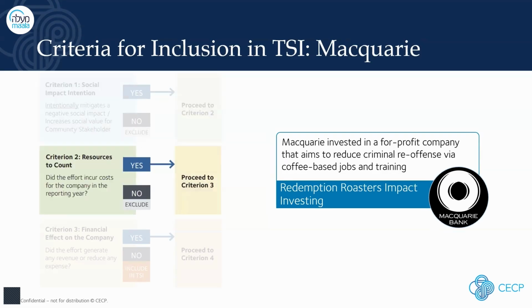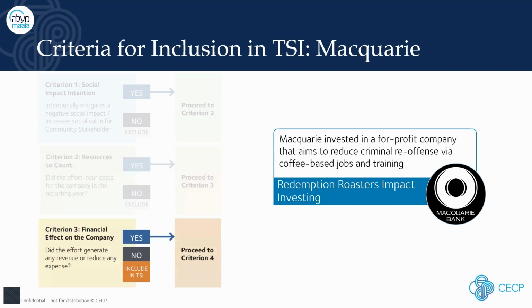The second criterion, resources to count. Did the effort incur costs for the company in the reporting year? Yes, Macquarie is investing in this business. That comes with them sending capital to Redemption Roasters in order to do the work that they do. So we're going to say yes, and we're going to proceed to criterion 3.